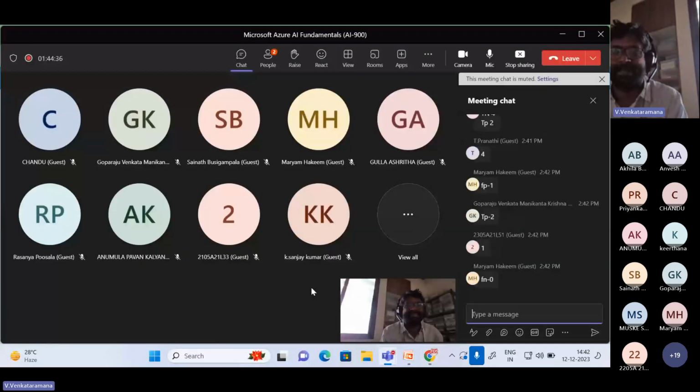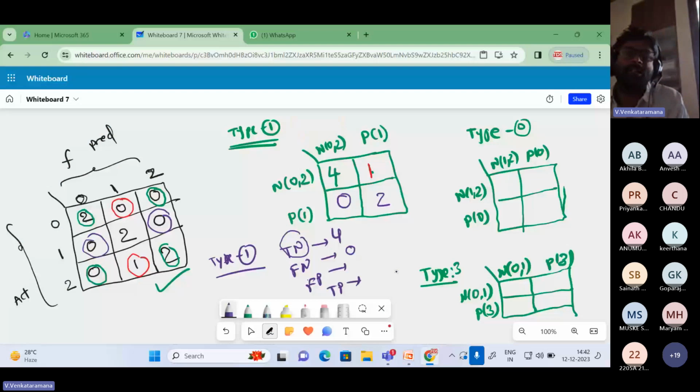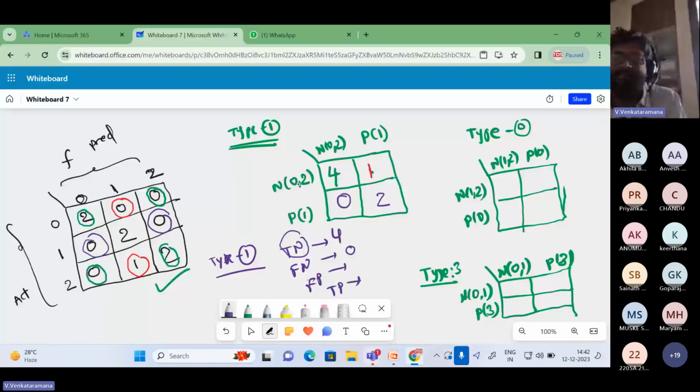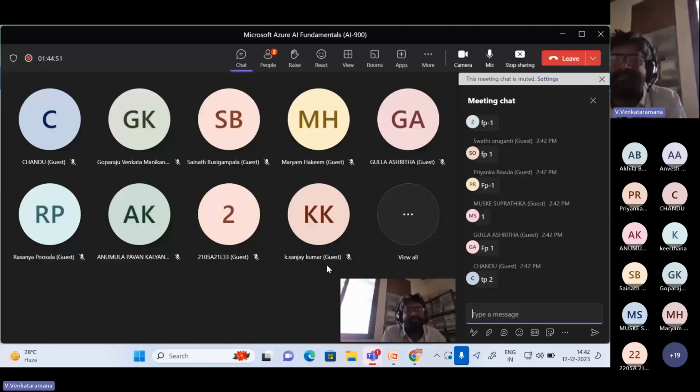Yes, yes, Akim, you are right. Anyone else? Yes, very good. That's a 0. And what about the false positive? False positive means predicting as a positive, but actually it's a negative. How many such things are there? Predicting as a positive, but it is a negative. How many are there? Very good, Pranati, right. Thank you.